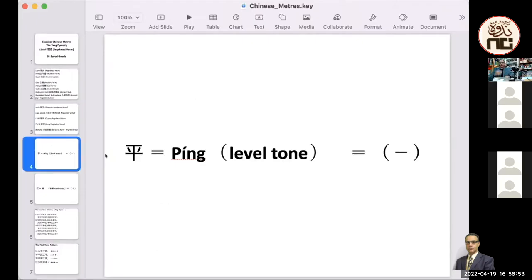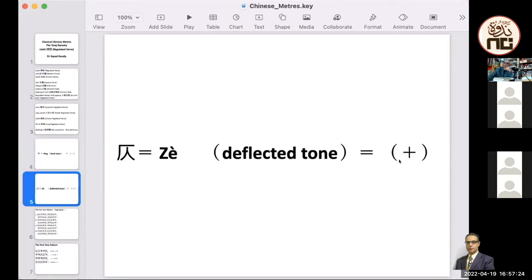In the classical poetry during the Tang Dynasty, the foot, which is the musical unit, the rhythmical unit that's used in the poetry, and you can find it in any poetry, English, French, any poetry you study. In Chinese, it's called ping and zi. Ping is the level tone, and usually we refer to it with this hyphen or minus, let's say, and zi, the deflected tone, we refer to as plus.